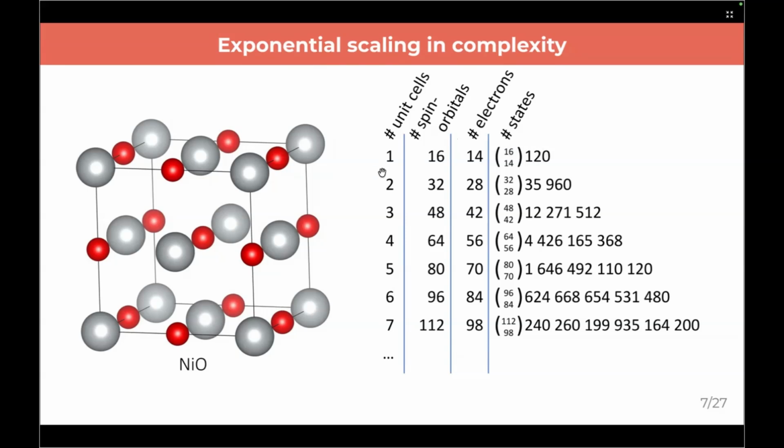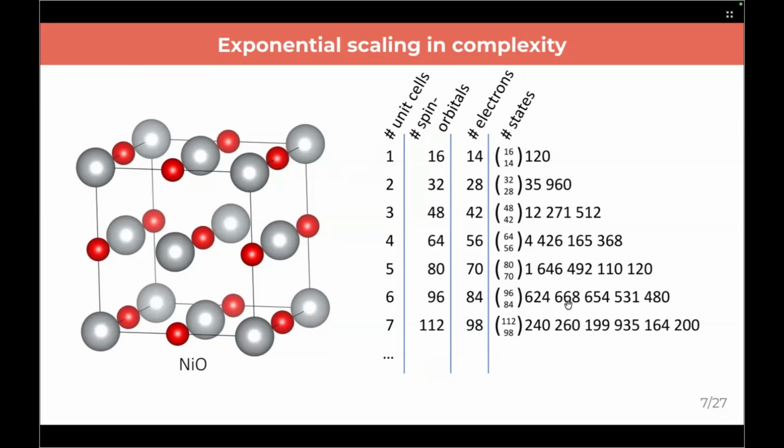You can see that when you increase the size of the unit cell, this number can become very, very big. And of course, if you think about solving this problem on a classical computer, you will suffer from a memory problem. So when you start to increase the size of your system, you will run into such a bottleneck when you're trying to solve your problem.